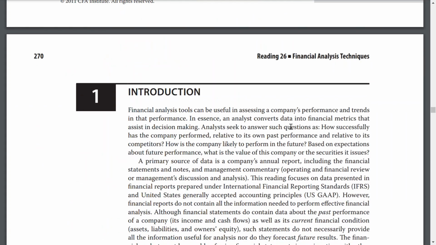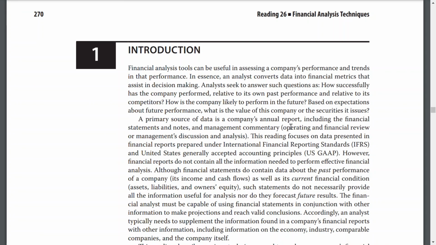Introduction. Financial analysis tools can be useful in assessing a company's performance and trends in that performance. In essence, an analyst converts data into financial metrics that assist in decision-making. Analysts seek to answer such questions as: how successfully has a company performed relative to its own past performance and relative to its competitors? How is the company likely to perform in the future based on expectations about future performance? What is the value of this company or the securities at issue?